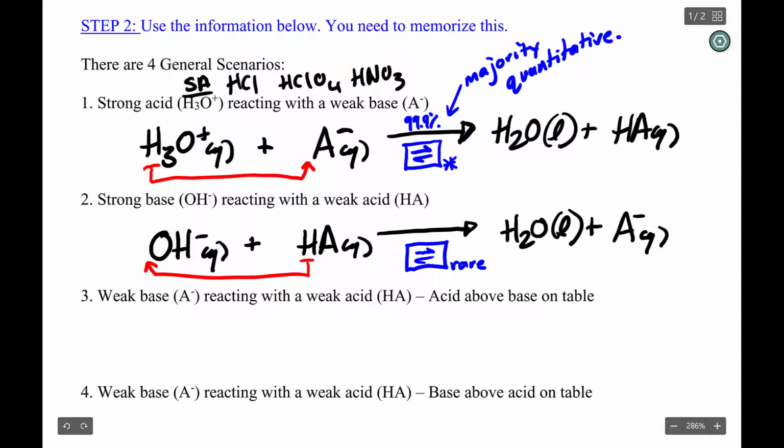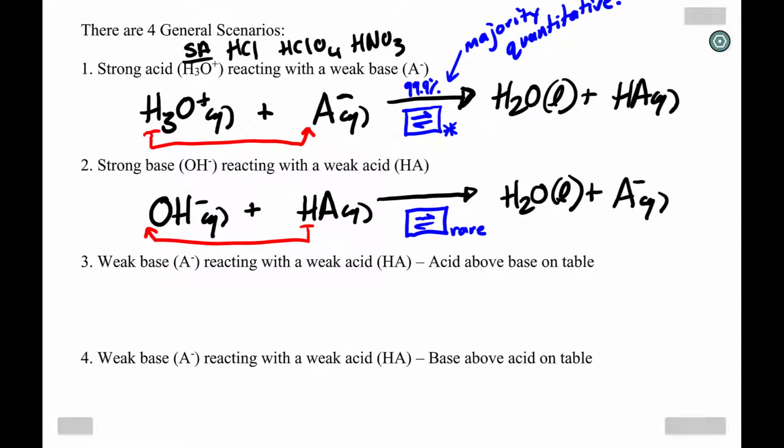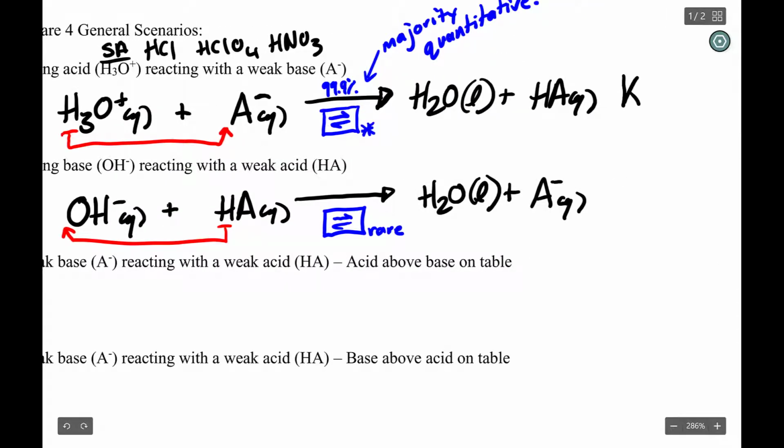So far, out of 4 scenarios, 2 are going to be favoring the products. So if you have a strong acid or a strong base as a reactant, reacting with any weak acid or any weak base, it will always favor the product side. The K will always be greater than 1.